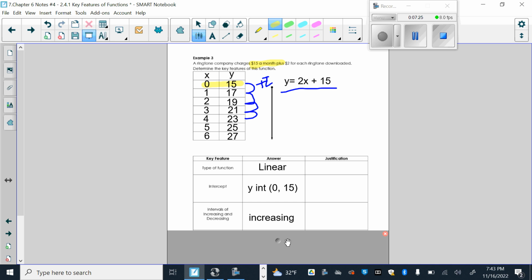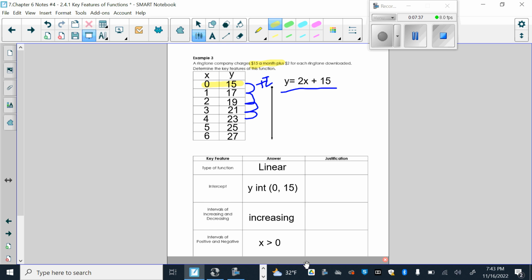Intervals of increasing and decreasing. Looking at our y values, they are going up. My bill will never decrease. My bill will only ever increase from $15. So this is an increasing function. Intervals of positive and negative, same thing. My bill will always be positive. I'll never have a negative bill. The phone company will never pay me money for their service. So as long as x is greater than 0, we'll always have a positive, increasing function.